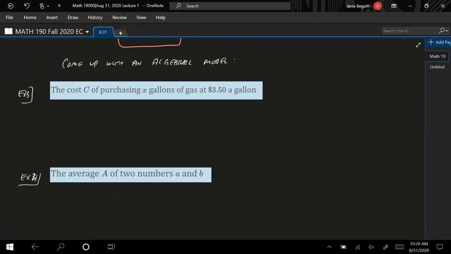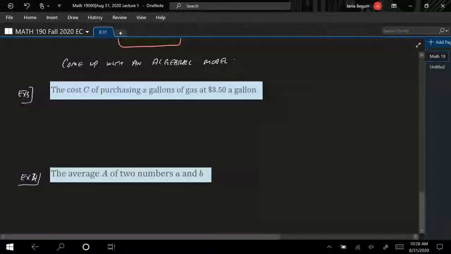Okay, so for number 3, let's have Edwin tell us what's the formula for this. Edwin, if you're here, you can use your audio to respond. For example 3, right? Yep. So the model I used for example 3 was C equals 3.50x. Perfect. Any questions on this?